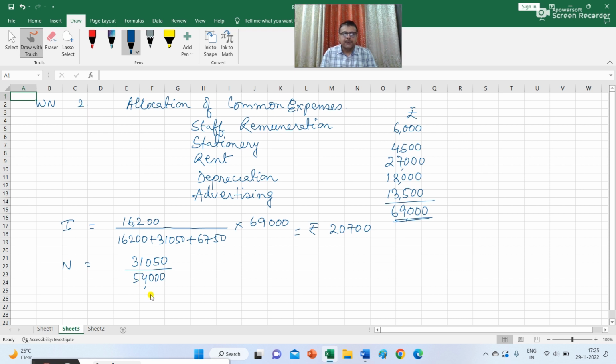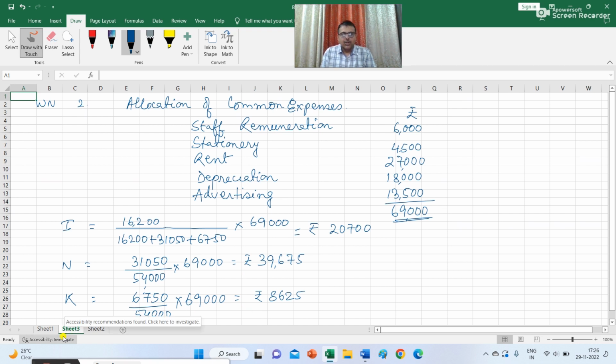Then the common expense to be allocated to Department N will be 31,050 by 54,000, where 54,000 is the total gross profit of the three departments. Multiply it with 69,000 and you will get 39,675. The common expense allocated to Department K will be 6,750 divided by 54,000, multiplied with 69,000, and you will get 8,625. So these common expenses for Departments I, N and K, we are going to put in the departmental trading and profit and loss account.